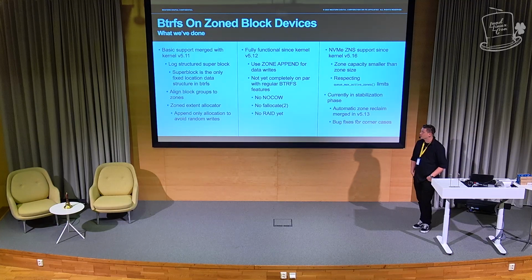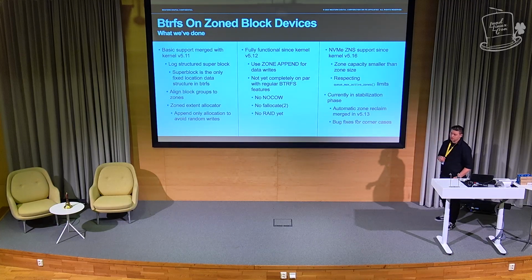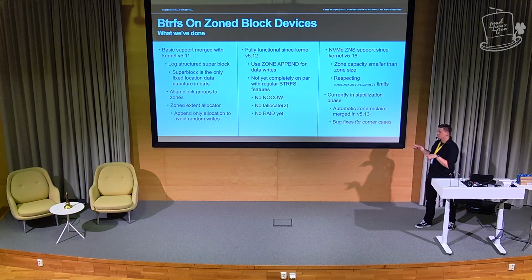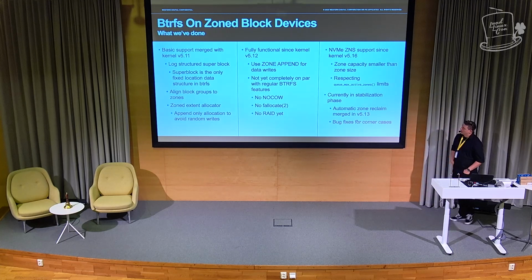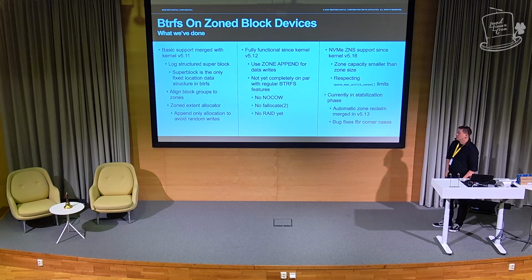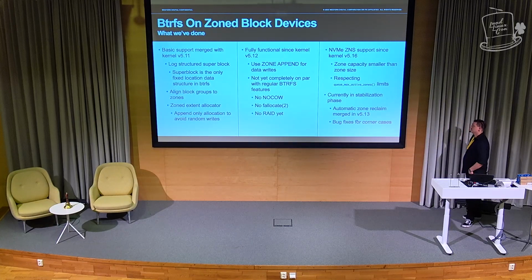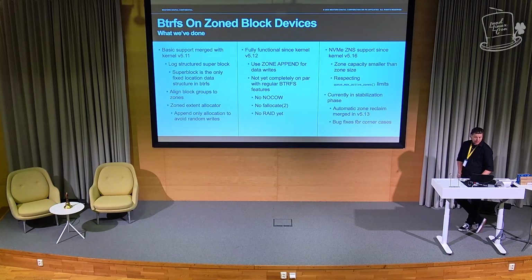There are log-structured superblocks: for all superblocks in BTRFS, because we can't overwrite them, we take 2 zones and have a mini log-structured file system in there to only append. Then they align the block groups to the zone sizes, and there's an extent allocator that just picks zones with enough free space in them, and we do zone append for that.